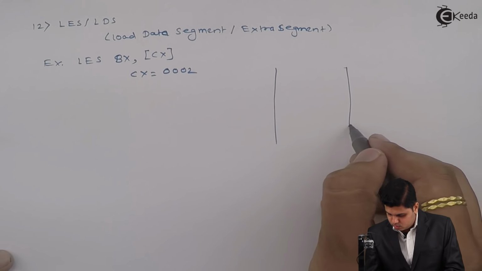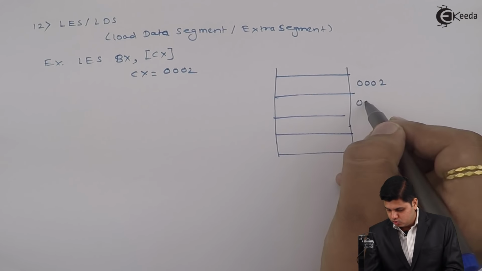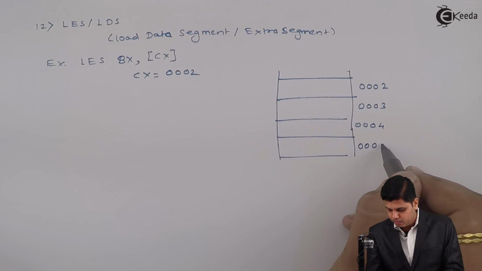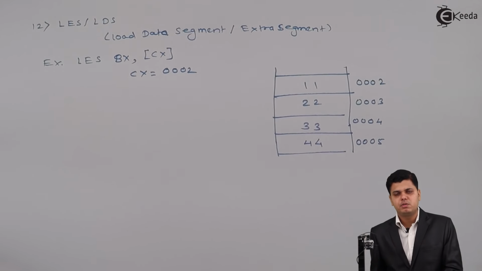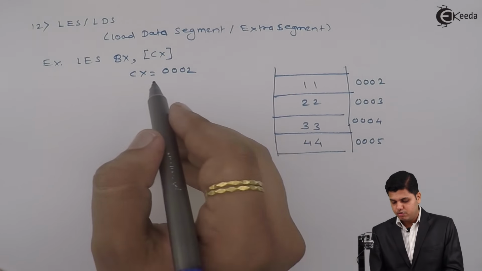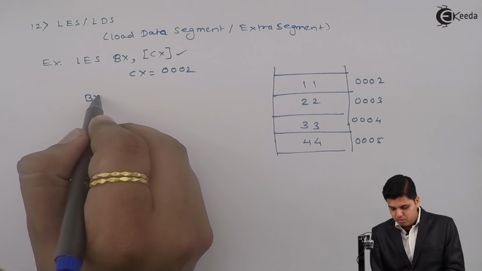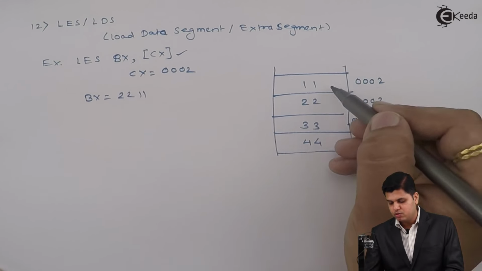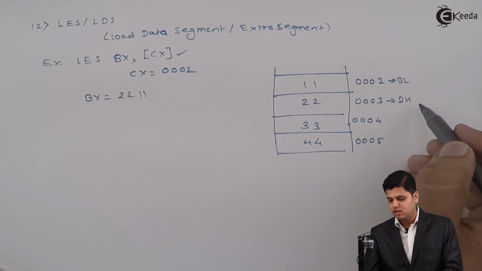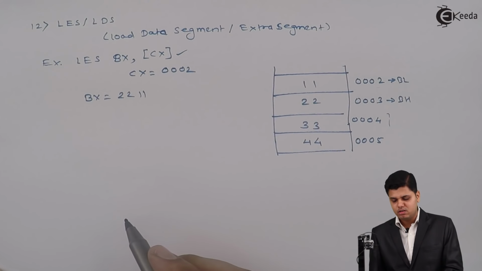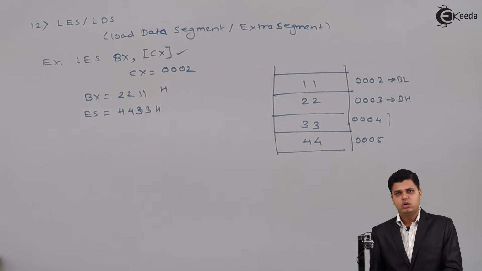So if memory address 0002 is stored with some value, 0003 and 0004 will also have some values, and the contents are, for example, I am taking 11, 22, 33, 44, because each memory location can store only 8 bits of data. So after executing LES BX, [CX], where CX carries 0002, the BX register will be stored with the value 2211, where first this value will move to the BL register and this value will move to the BH register, that is the lower significant byte and higher significant byte, and this value will move to the ES register. So the ES register will have the value 4433H.